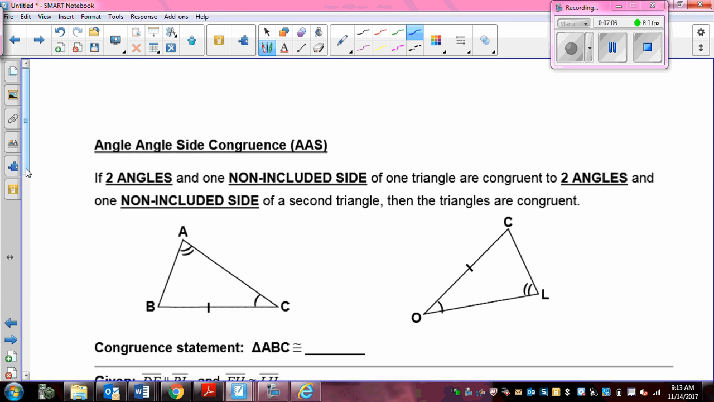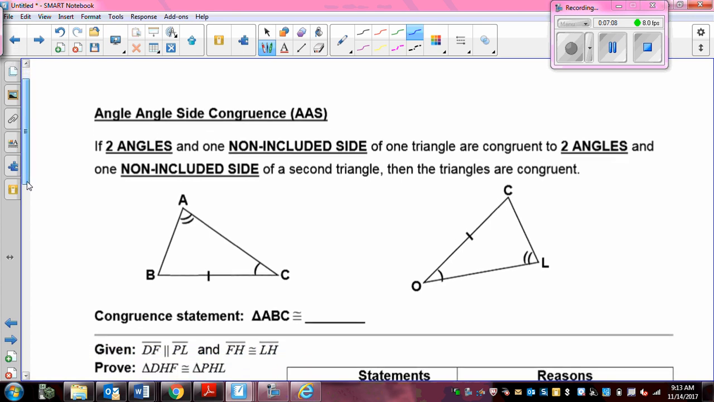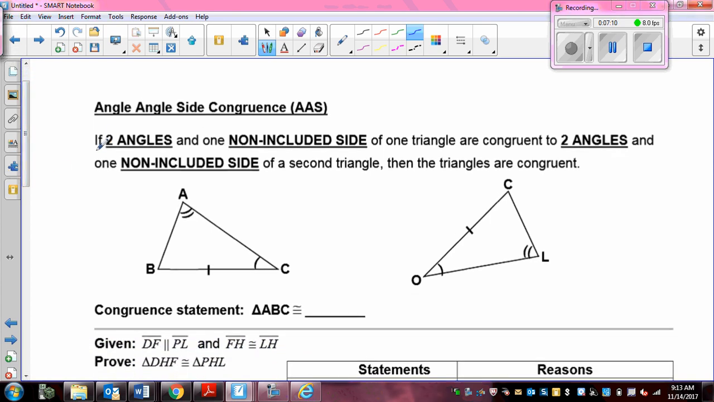Angle, angle, side congruent. So this is our second to the last one. It says if two angles and one non-included side of one triangle are congruent to the two angles and the non-included side of the other triangle, then the triangles are congruent. So this one, we want our two angles. It doesn't matter which two angles. I'm going to say A and L are congruent because they both have 2. And then C and O are congruent because they have 1. But the side not in between them.